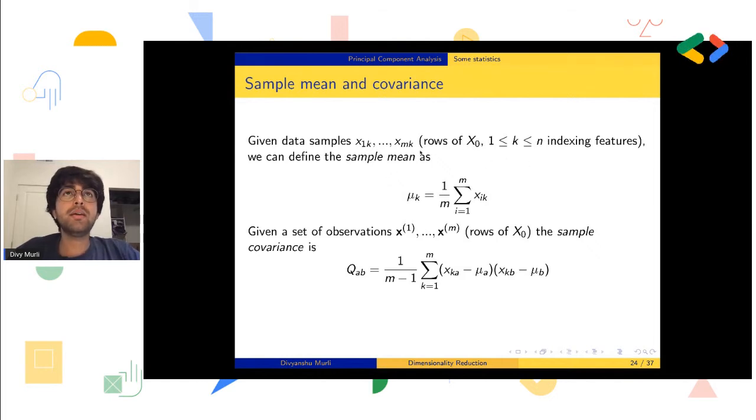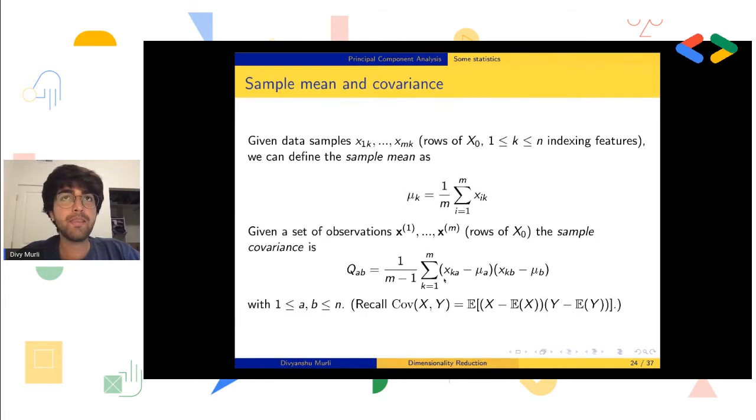So the rows are from 1 to m, where m is the number of samples, and k is indexing over the features. And so we can define the sample mean for each feature, so k is from 1 to n, just the regular mean. And then we can also define the sample covariance, just to give you some intuition for why this is what it is.